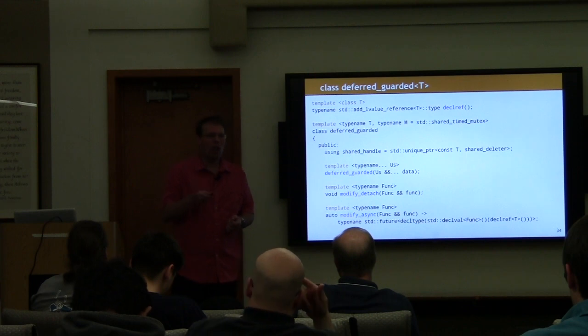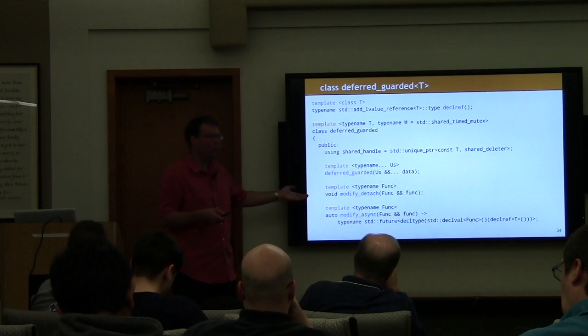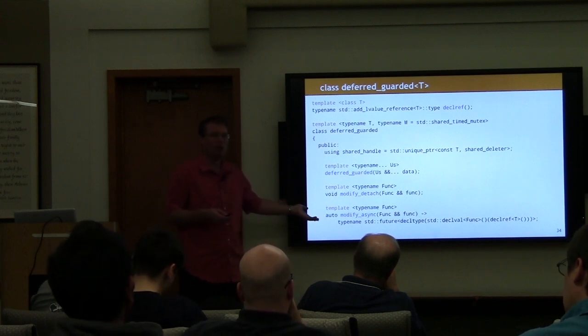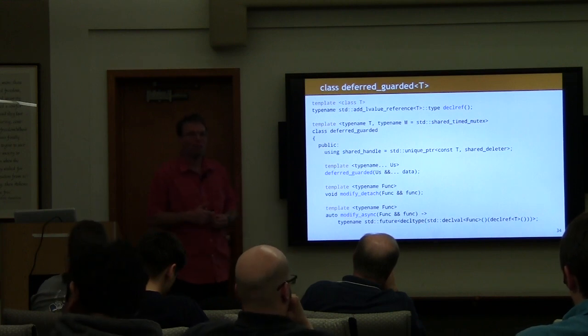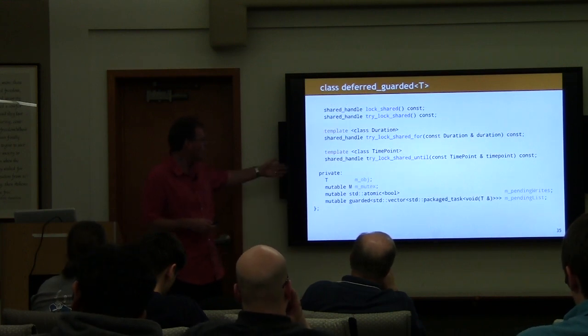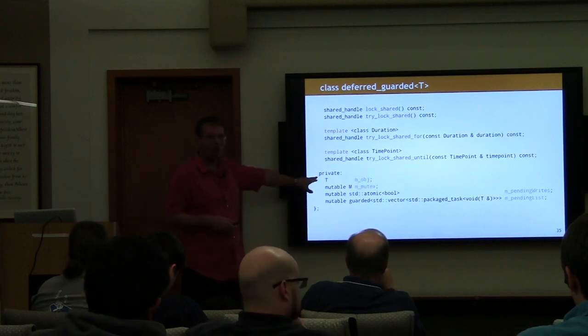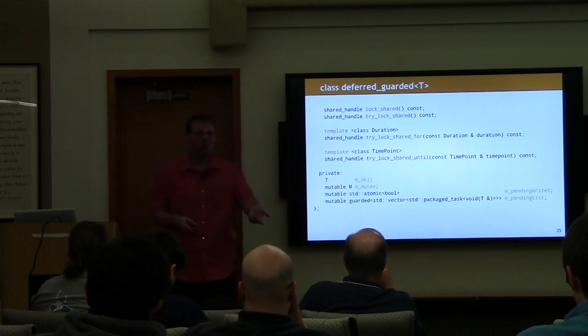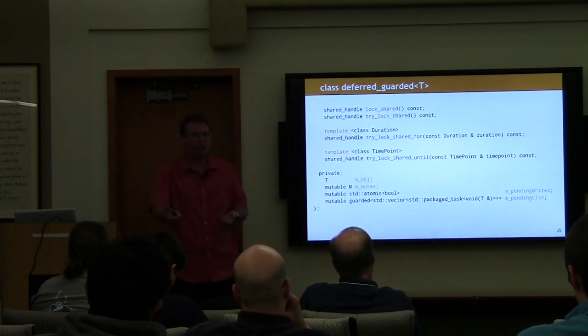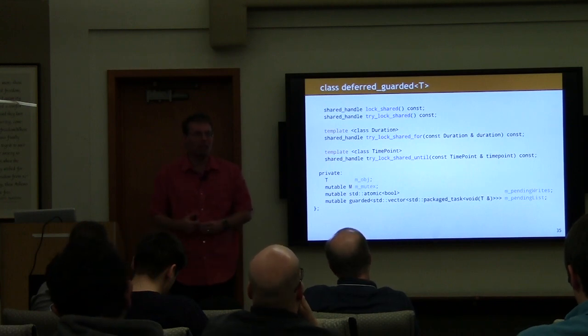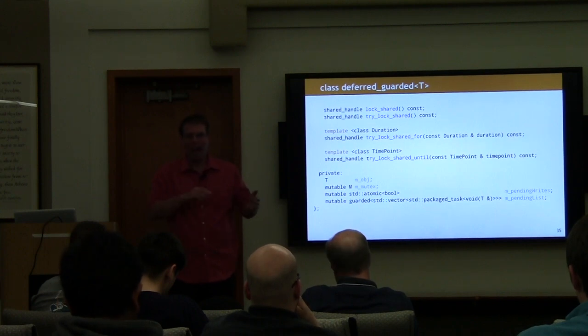If nobody does a lock or a write, then who cares if there are orphan jobs, because nobody's observing the state of the guarded object. Okay. So a reader could do that? Yes, yes. So the check is done in modify detach, modify async, and all of the lock shared methods to see if there are pending writes, then try to get an exclusive lock and execute any pending writes. So you get eventual consistency, as many modifications as possible without causing a deadlock.